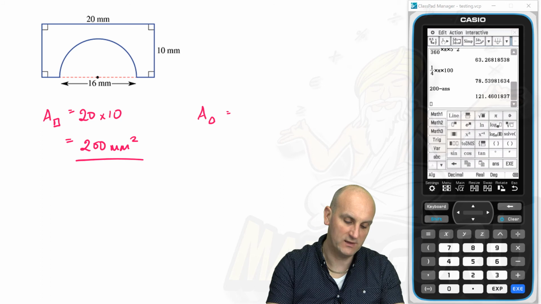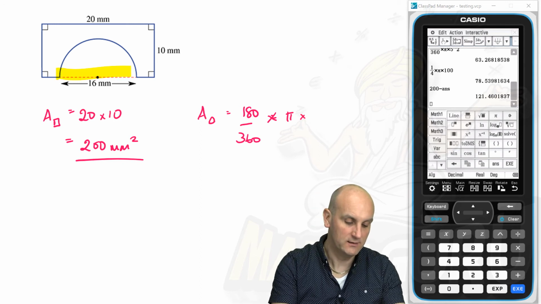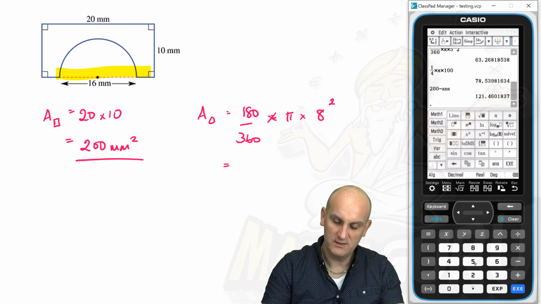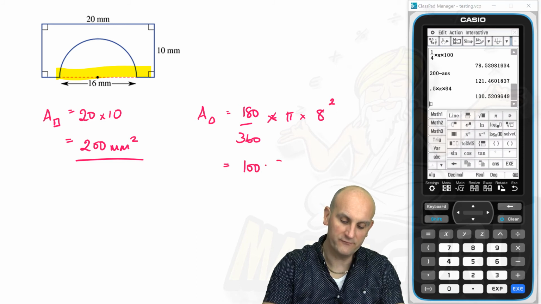Area of the hemisphere, well, I've got 180 degrees out of 360 degrees, times pi, times my radius. Do you see the trick? It's not a radius, that's a diameter. So multiply that by 8 squared, which gives me, well, I know that that's a half, so I'm going to do 0.5 multiplied by pi multiplied by 8 squared, which is 64, gives me 100.53 millimeters squared.